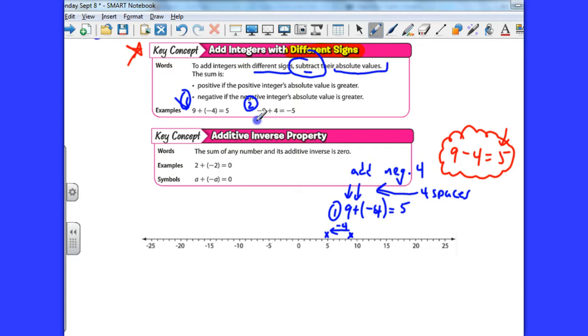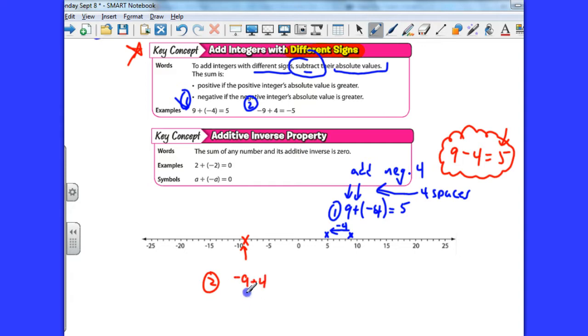Let's look at what happens on number 2. I'll do this in red. Below, it says -9 plus 4. So number 2 I'm going to do down here, and you follow that on your notes. It says start at -9, which is right there, and it says -9 plus 4.